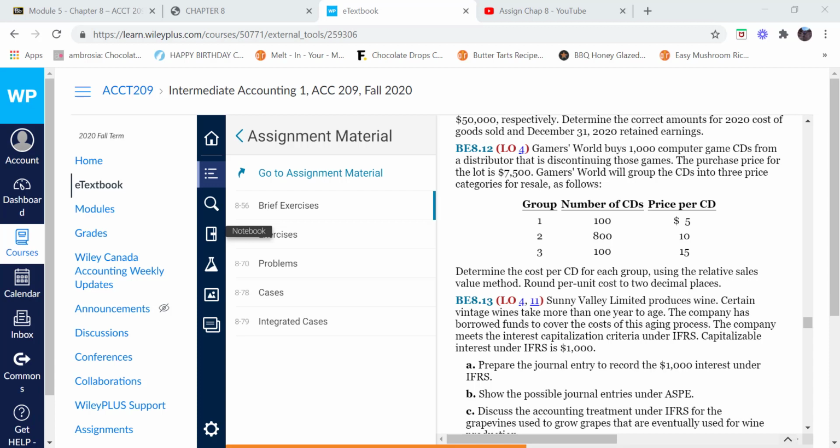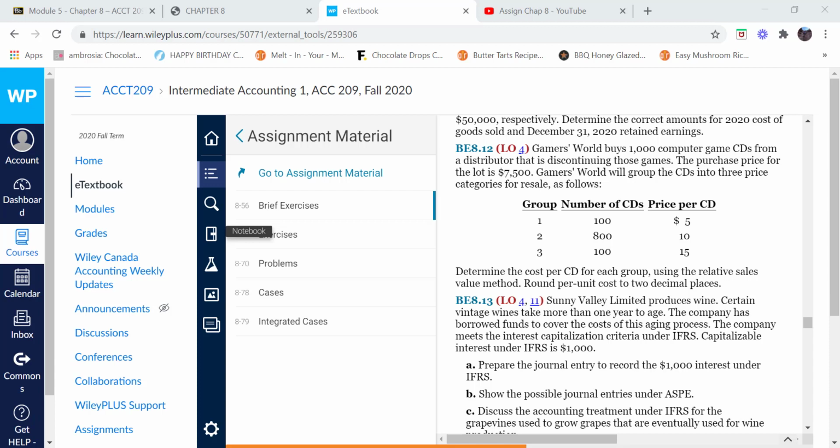So the first one I wanted to look at was BE8.12, and this is a way of allocating a reasonable price to inventory items. They often refer to it as a basket purchase. There were some examples in the revenue chapter. I don't think I specifically did one. We will see these kinds of examples again in PP&E.